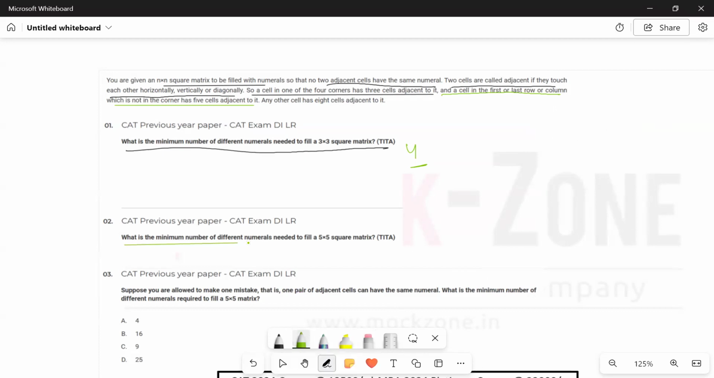Coming to the second question, what is the minimum number of different numerals needed to fill a 5 by 5 matrix? Again, as we explained, it will be 4, but let us try it and see. Okay, we'll draw a 5 by 5 matrix.